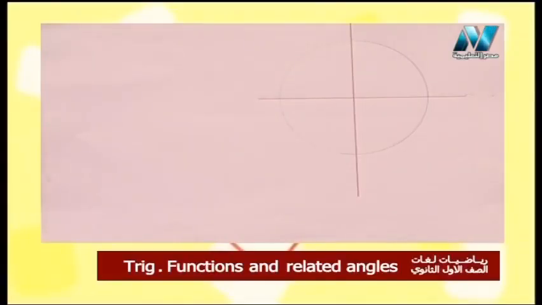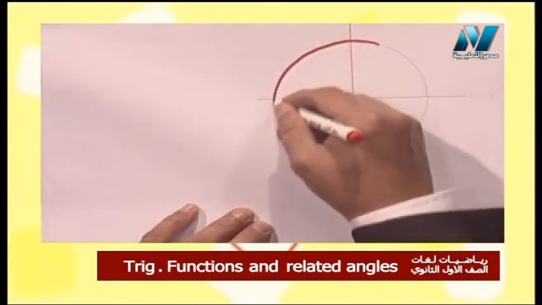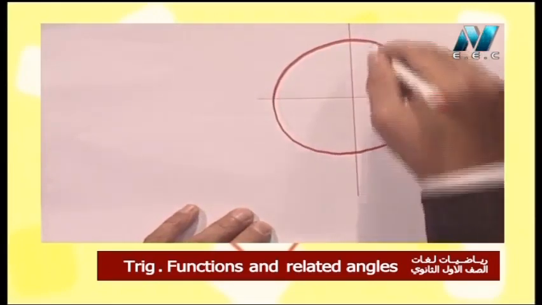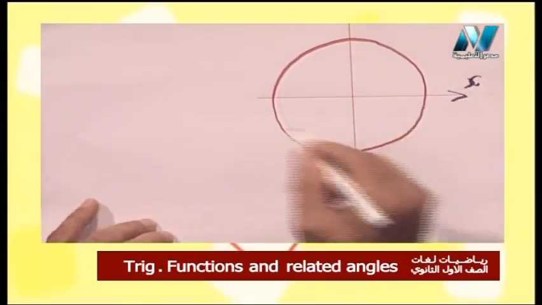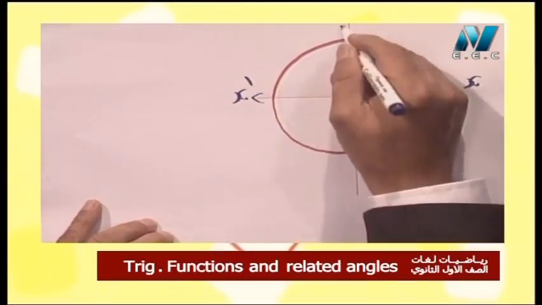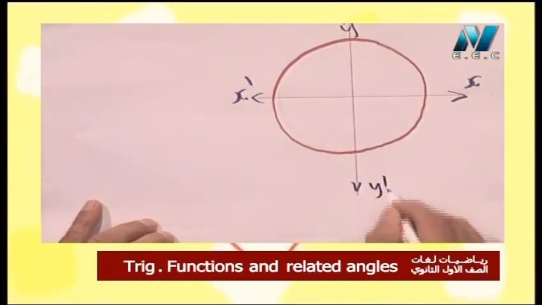Let's now, my dear students, go to another thing, which is the unit circle. We have circles, many circles. We can draw many circles here, but a unit circle has two conditions. Here we have a circle. We have the x-axis and y-axis, x dash, and y, and here y dash.